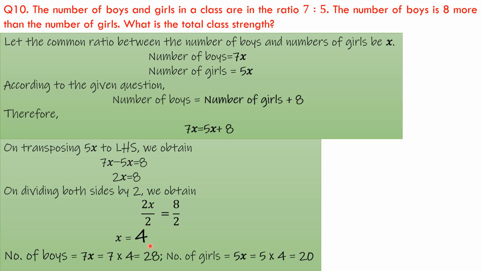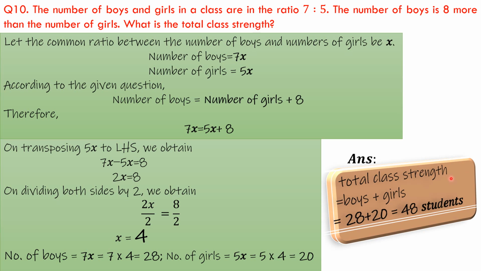Now हम x की वैल्यू पुट करेंगे 7x and 5x में तो हमें मिल जाएगा number of boys and number of girls. Here 7x equals 7 into 4 equals to 28 and girls will be 5x, so 5 into 4 equals to 20. Hence total class strength, that is 28 plus 20 equals to 48 students.